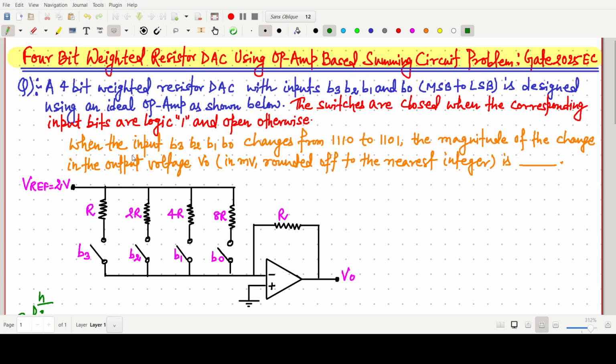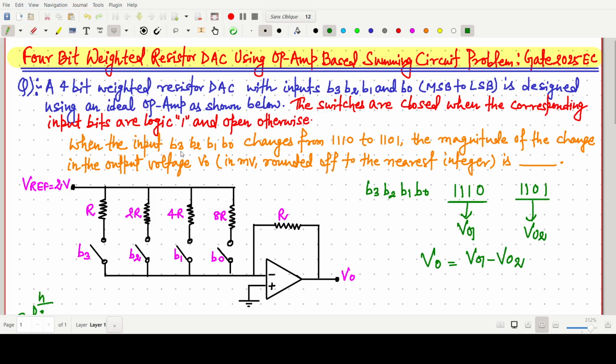So we have to find, when the inputs B3 B2 B1 B0 change from 1110 to 1101, what the output voltage V naught 1 is for the first, and what the output voltage V naught 2 is for the second. Finally we have to find the overall voltage difference, which will be V naught 1 minus V naught 2.